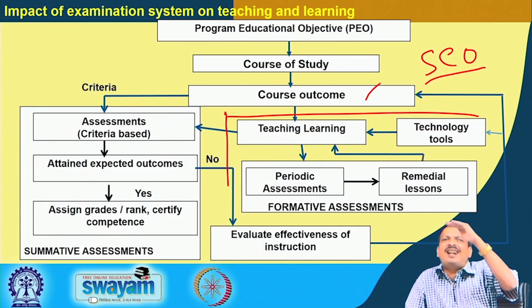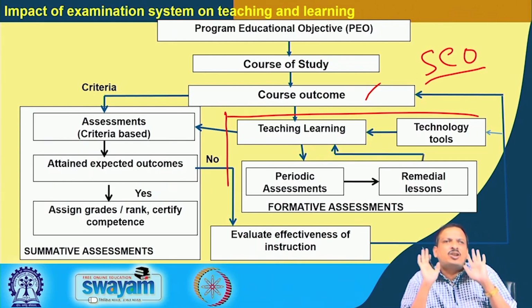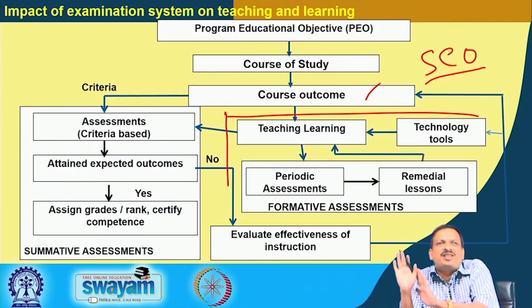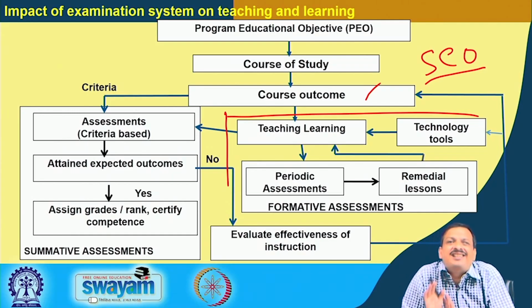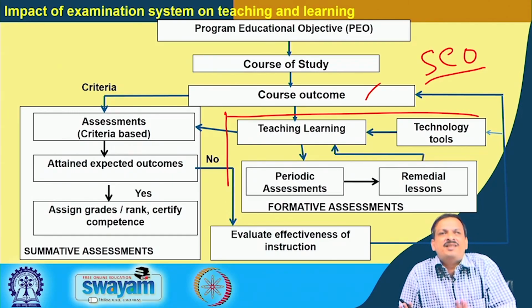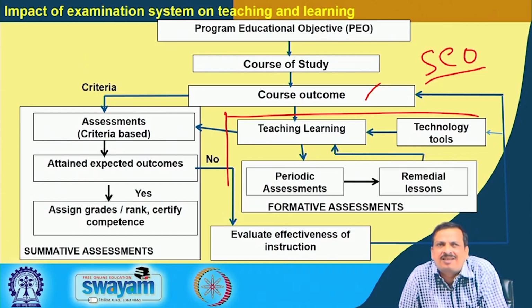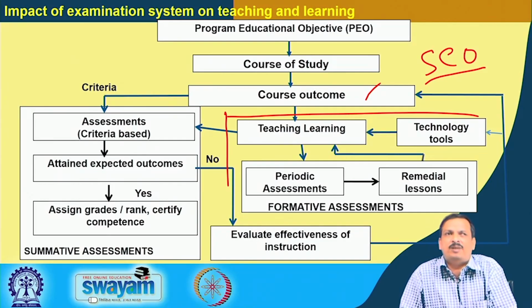Whether they attend those COs or not. That is my target, to find out the students' competence on those COs. Since those COs are the criteria for assessment, my purpose here is criteria-based assessment. There are two kinds of assessment. One is called norm-referenced assessment, another is called criteria-based assessment.